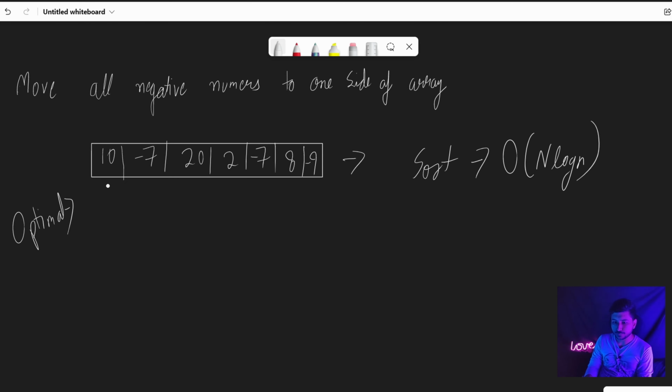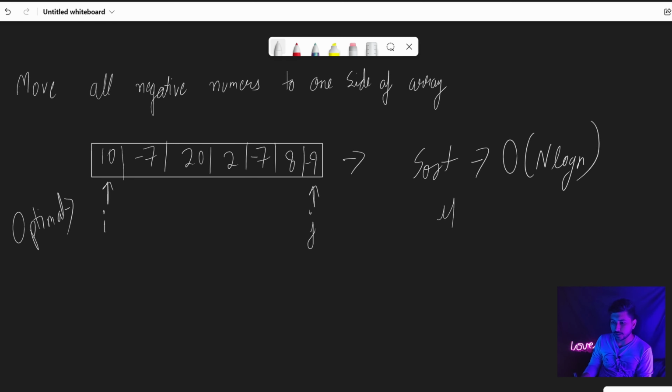For example, this is pointer I and this is pointer J, and let's take a look at the rules. There are three rules for doing this question.